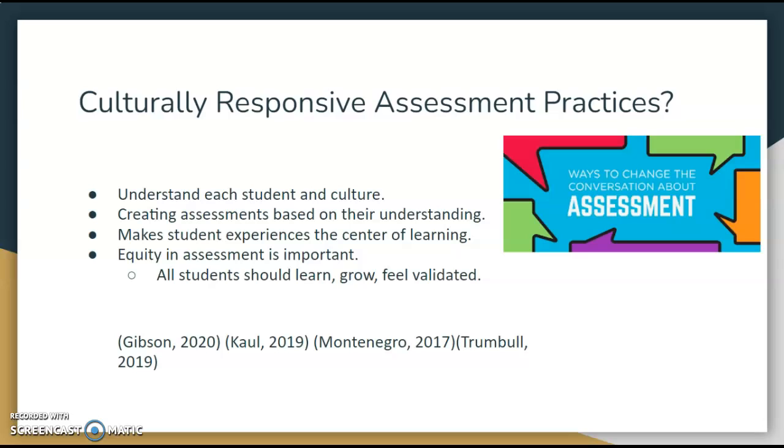We want to create these assessments based on each student's understanding and make this student's life experiences the center of learning. And probably most importantly is equity in assessment. It is very important that all students should learn, grow, and feel validated in who they are, feel confident in learning based on who they are and where they come from. So it's very important that we are being culturally responsive with our assessment practices.